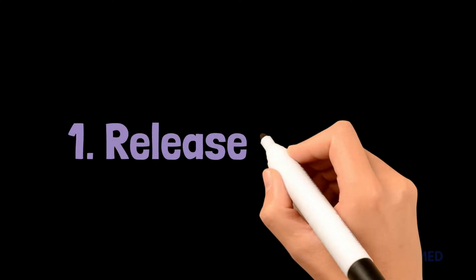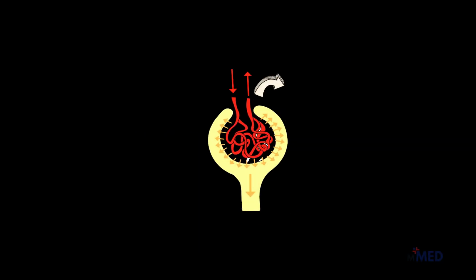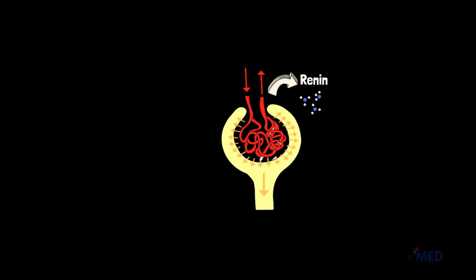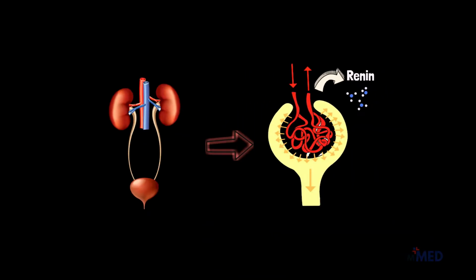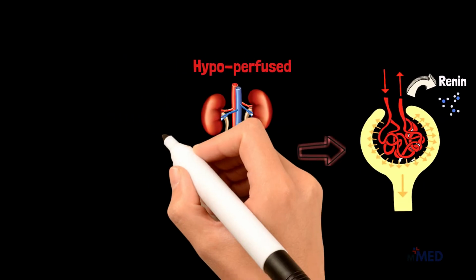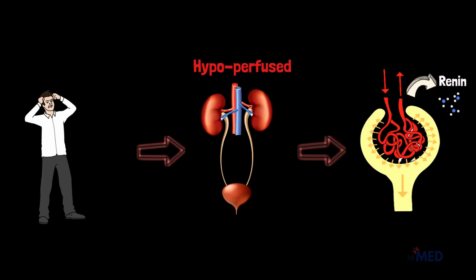The first stage of RAAS is the release of the enzyme renin. Renin is released from the granular cells of the renal juxtaglomerular apparatus in response to reduced perfusion pressure in the kidney detected by baroreceptors in the afferent arteriole due to low blood pressure.